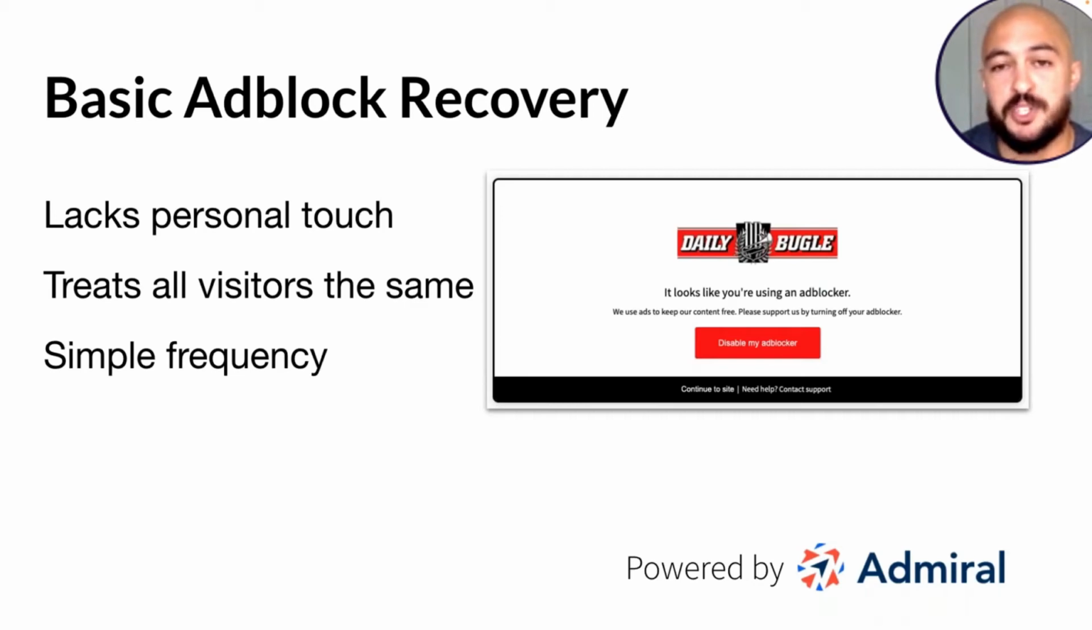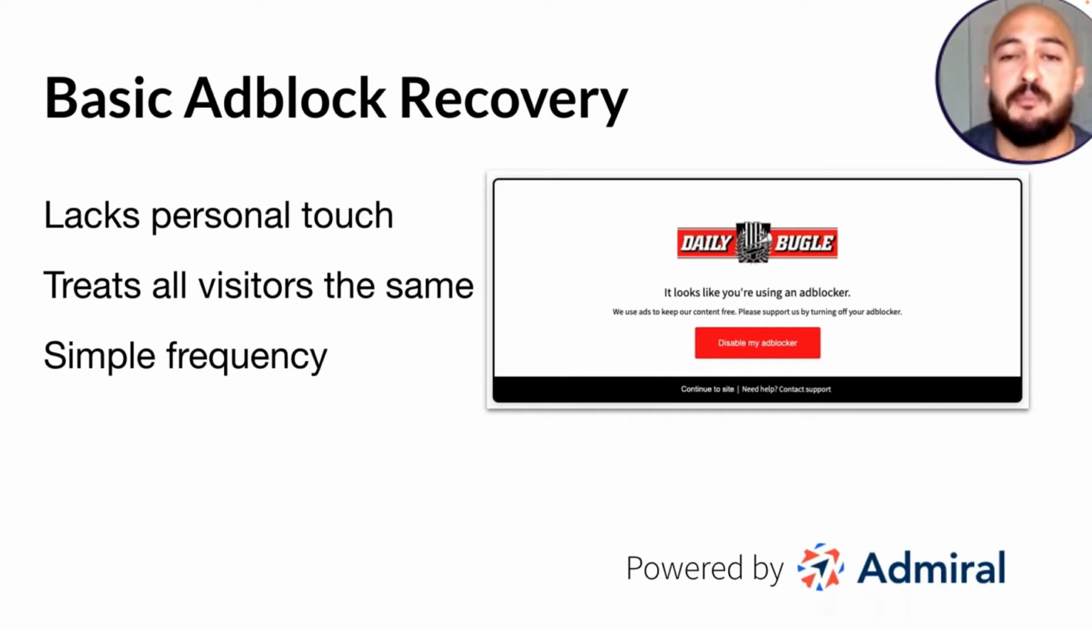But what we want to do is actually match the tone of how you communicate with your users in an article or other CTAs that you use on the site, the same tone that you use. We want to put that into the message. And we see a lot of folks don't do that. They go with basic out-of-the-box messaging. And then simple frequency.